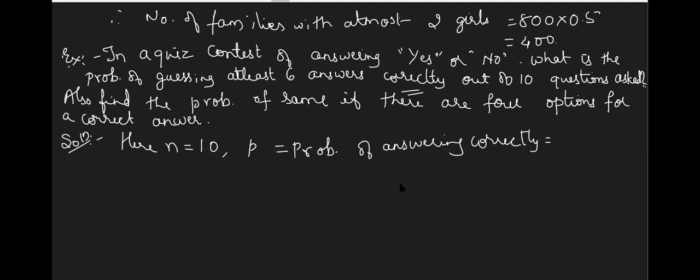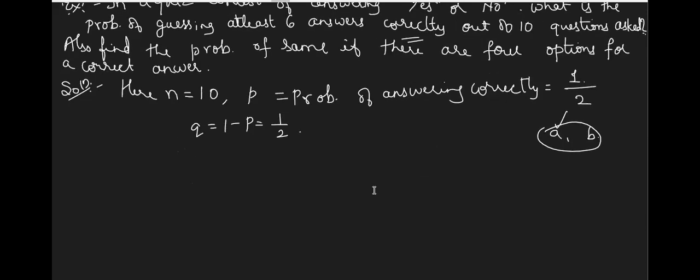In the first part of the question, how many options are there in total? 2. So how many will be correct? One. When there are 2 options, A and B, 1 will be correct, 1 will be wrong. So total number of options is 2, and the correct answer is 1. Either it will be A or B. Now what is Q then? Q is 1 minus P, which is again 1/2.